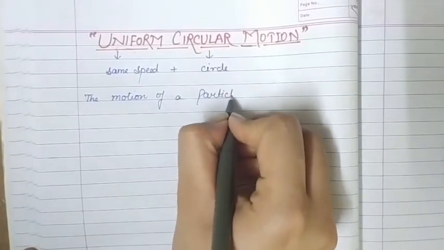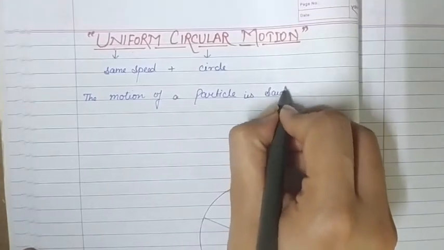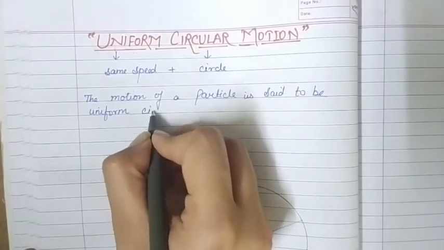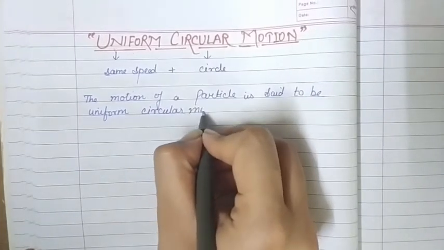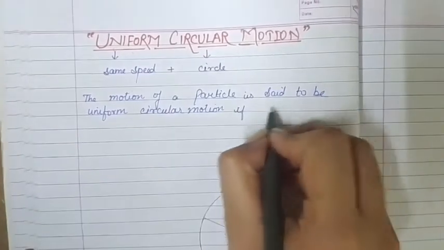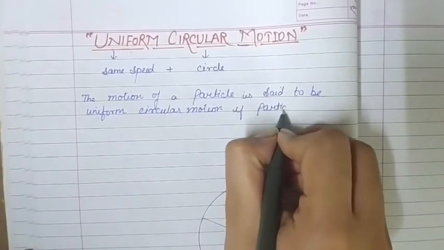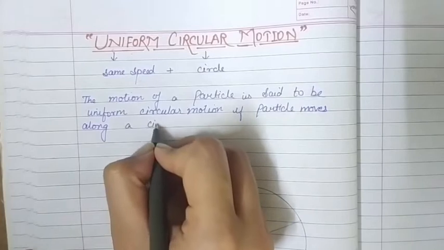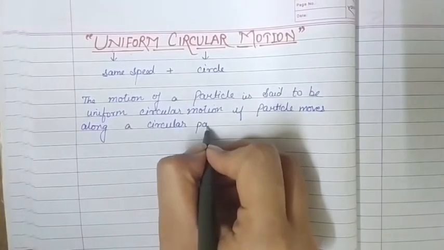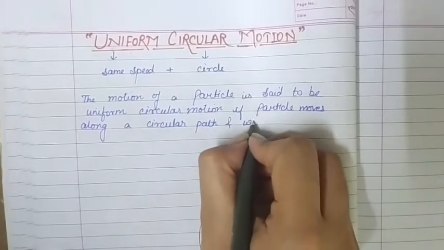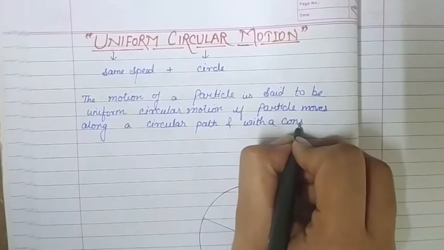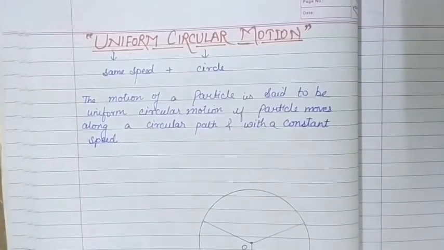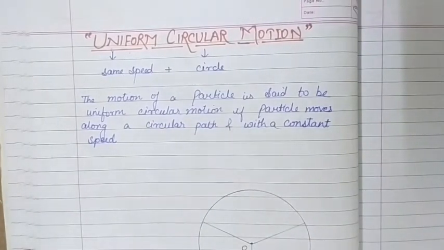is said to be uniform circular motion if that particle moves along a circular path and with a constant speed. So if the particle is moving with a constant speed and its path is along a circle, then in that case its motion is said to be uniform circular motion.